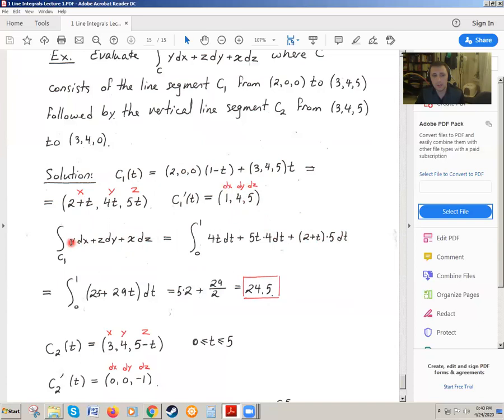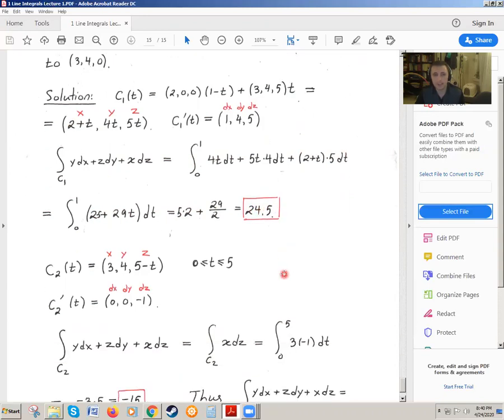And now I wonder what is y. Y is 4t, that's where I put it. What is z? Z is 5t, that's where I put it. And what is x? X is 2 plus t, that's where I put it. Now I group it together, simplify, I have this integral, wonderful, and then this integral reduces to 24.5.